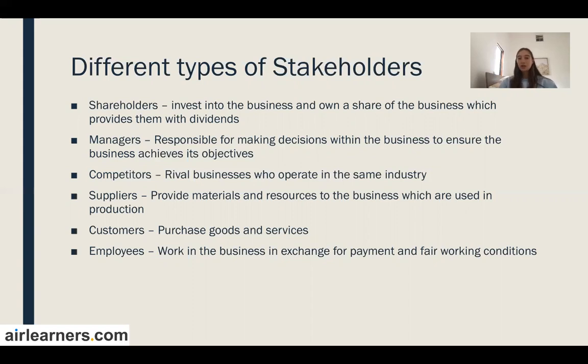Next, we have our competitors, who are rival businesses that operate in the same industry. These are one of those stakeholders that are going to want the business to perform kind of poorly, because if your competitor performs poorly, that means that your market share is likely to increase. An example of competitors would be Coles and Woolworths. Another type of key stakeholder is your suppliers. Suppliers provide materials and resources to the business which are used in production. So if you're making t-shirts, you might source inputs from a supplier for cotton or for fabric dyes. Next is your customers, who purchase the goods and services and provide the business with money. And finally, your employees. Employees work in the business in exchange for payment and also fair working conditions.